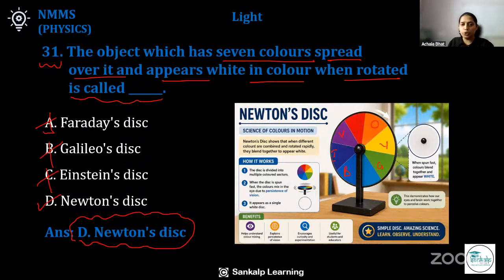Newton's disc shows that when different colors are combined and the disc is rotated rapidly, they blend together to appear white, like this. This is the Newton disc.